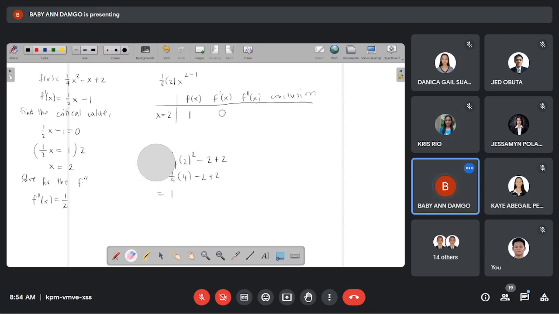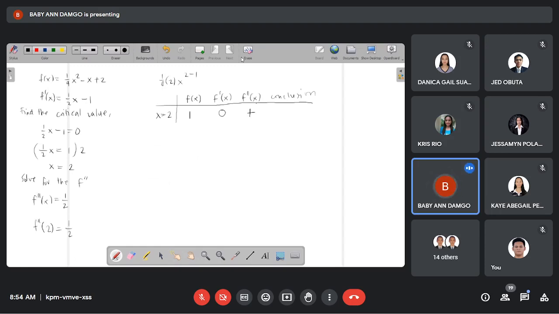Okay, so next, given f double prime of x is equal to 1/2, we will substitute the critical value. But in our second derivative class, this is not affected, no? So this is equal to 1/2 because there is no x. Okay? So 1/2 is positive. So from here, we can now make a conclusion, no?